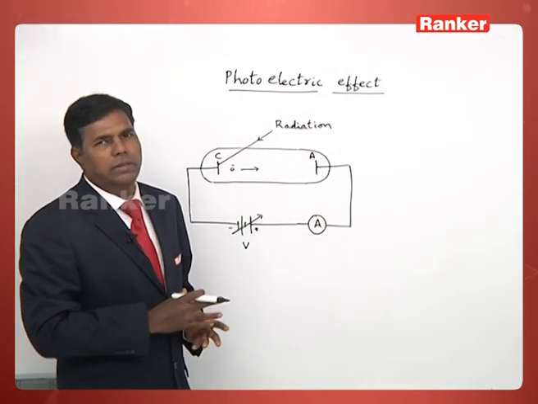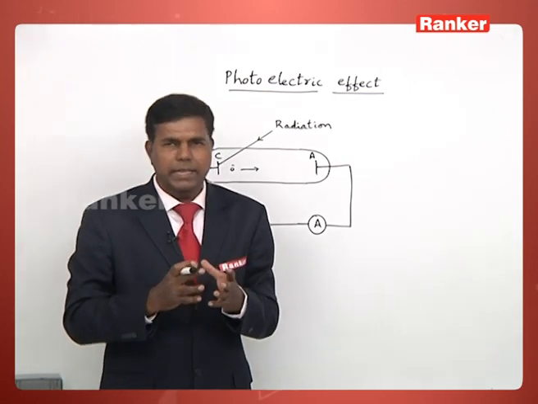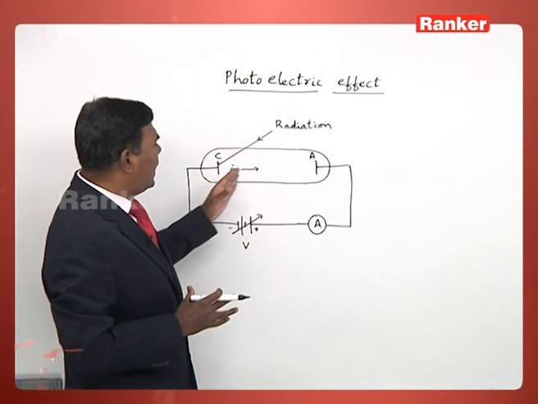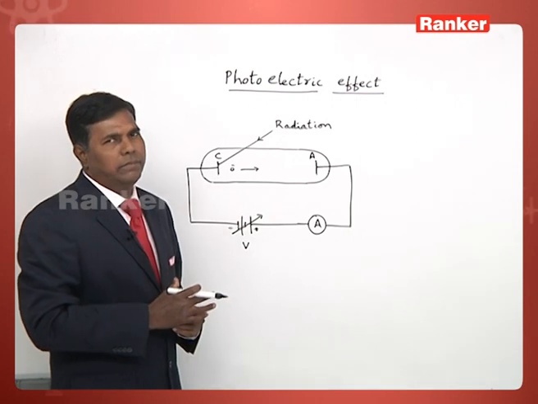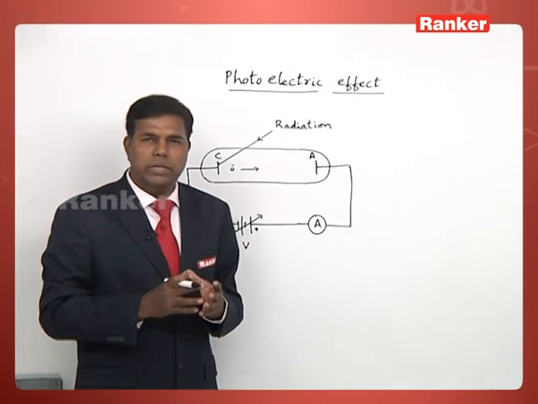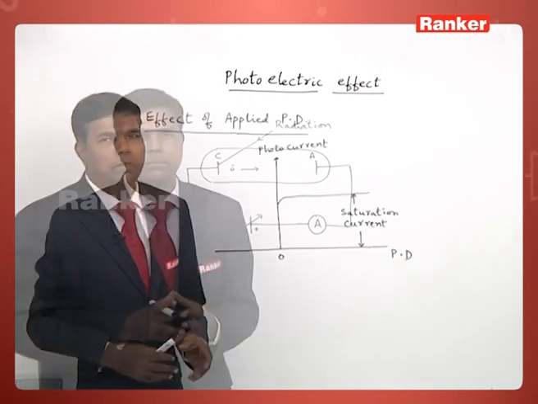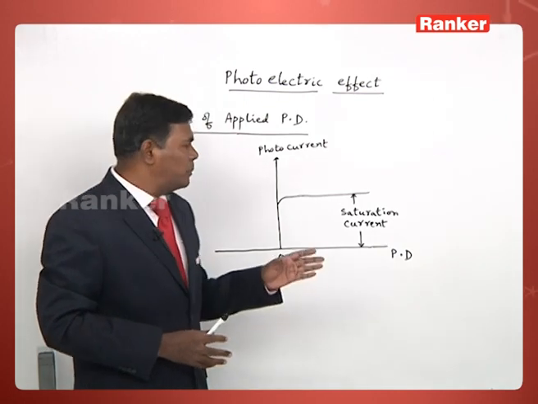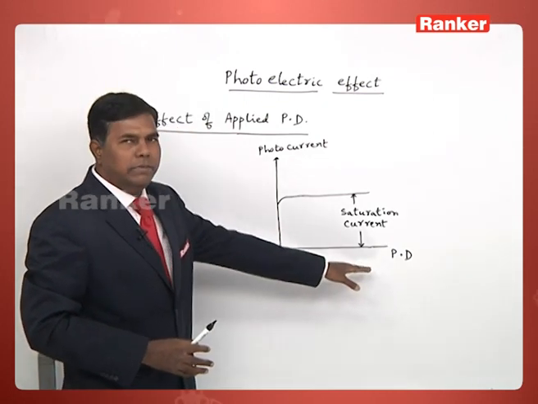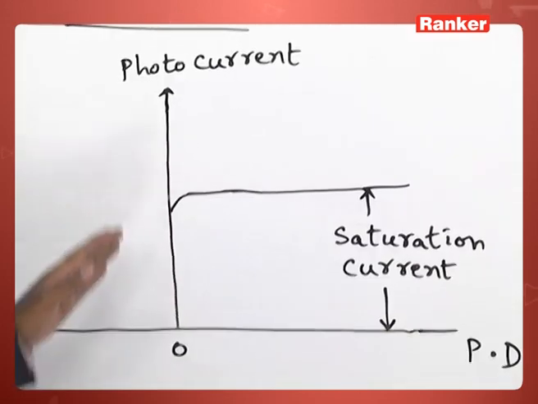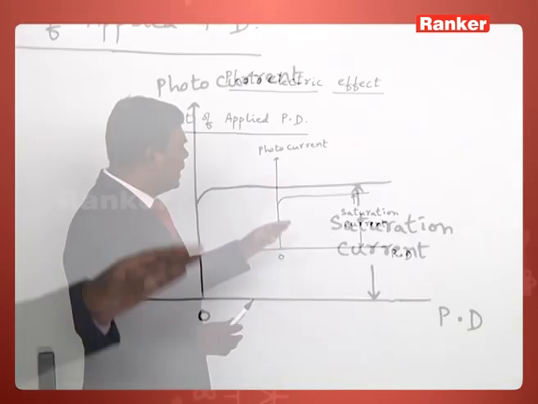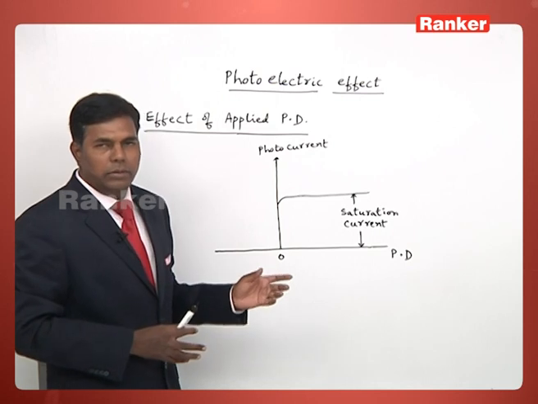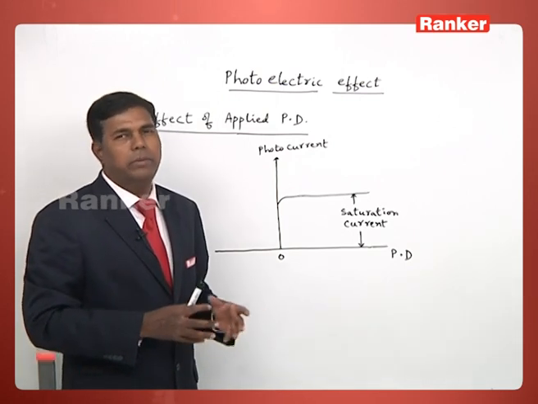Now, these photoelectrons have various characteristics. We can study the characteristics of photoelectrons by varying the potential difference between the anode and cathode, and so on. First, we will see the effect of applied potential difference on the photocurrent. A graph is plotted between the applied potential difference, which is taken on the x-axis, and the photocurrent, which is taken on the y-axis. You can see the graph is almost a straight line parallel to the x-axis. It implies that the photocurrent is independent of the applied potential difference.